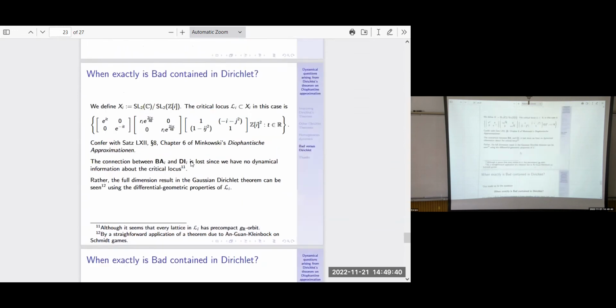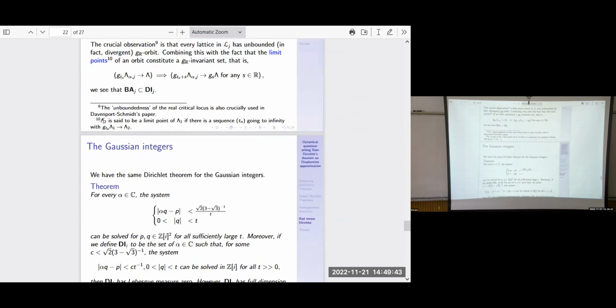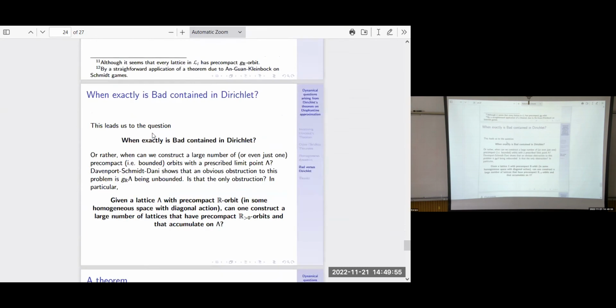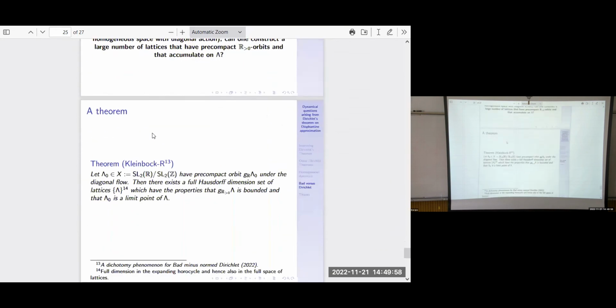Maybe I should mention what limit point means. Lambda 2 is a limit point of lambda 1 if in the geodesic flow you have a sequence of times going to infinity such that d_t lambda 1 converges to lambda 2. I have 1 minute left, and I'm going to show you a theorem. In SL2R mod SL2Z, given this limit point and pre-compact orbit, you can construct a full Hausdorff dimension set on the horocycle and hence a full Hausdorff dimension set in the homogeneous space of bounded orbits which accumulate on lambda 0.